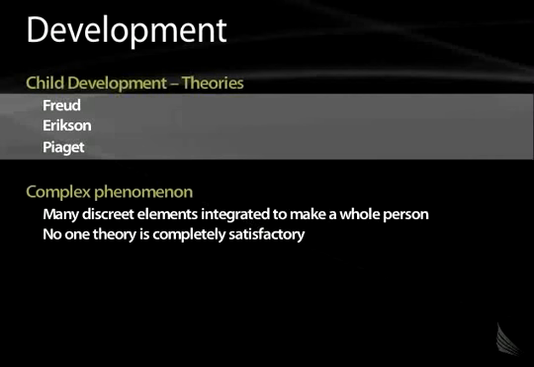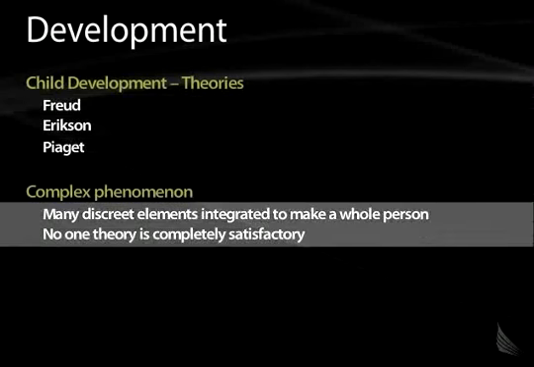What these theories will show us is that many discrete elements are integrated to make a whole person, and not one whole theory is satisfactory. For example, Freud's theory actually only goes up to adolescence, and Erikson's stages cover the entire lifetime. And Piaget also only goes up to adolescence.